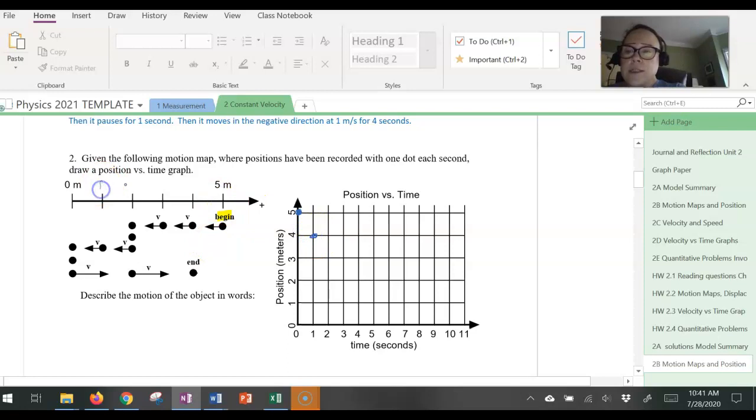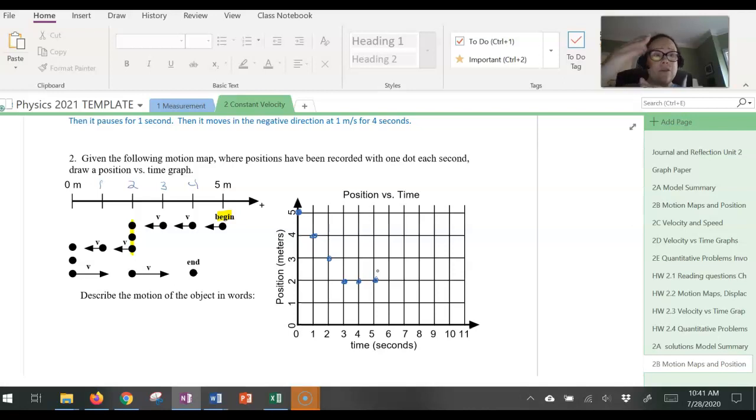And I could fill these in if that helps to see what we're looking at. At the next dot it's at position 3 meters. At the next dot it's at position 2 meters. And look, here I have 3 dots stacked on top of each other. When dots stack, that means that the object is staying in one location for a little bit of time. Here it arrived at position 2 meters at time 3 seconds. It's still there at time 4 seconds, and it's still there at time 5 seconds. And that's when it decides to move. So it has paused for 2 seconds.